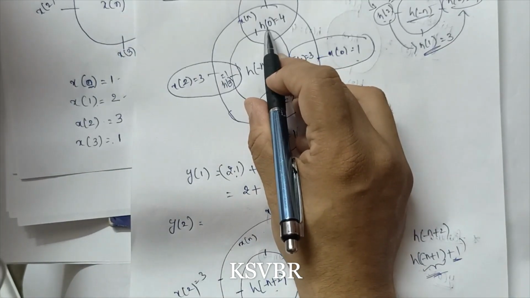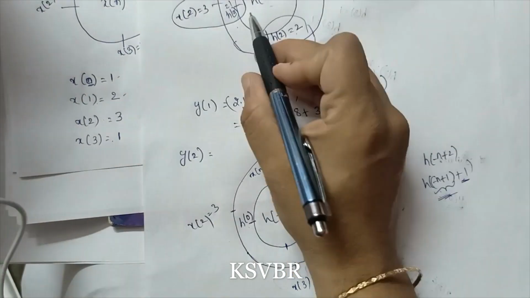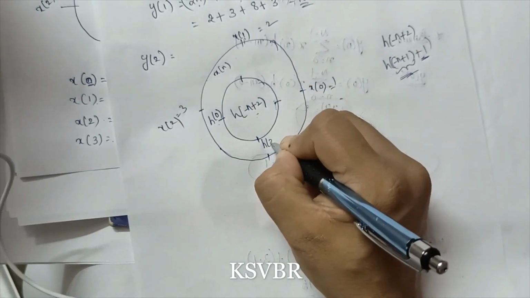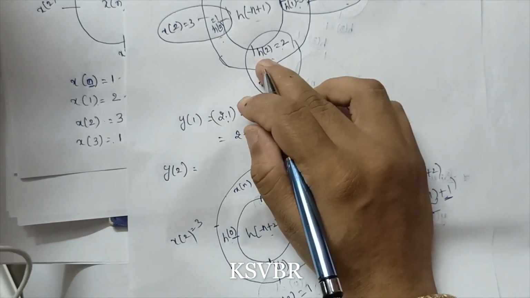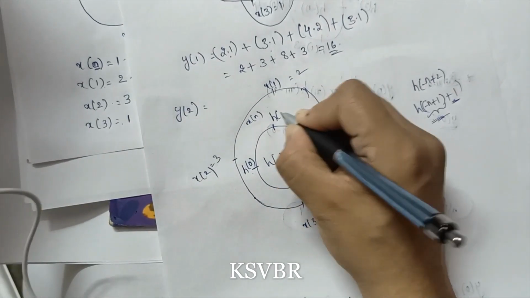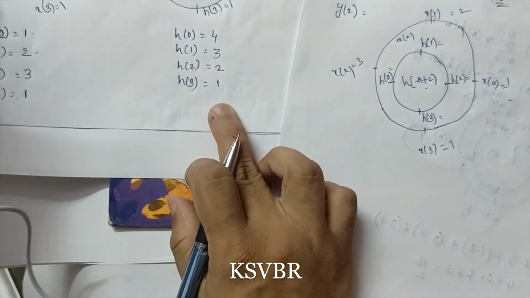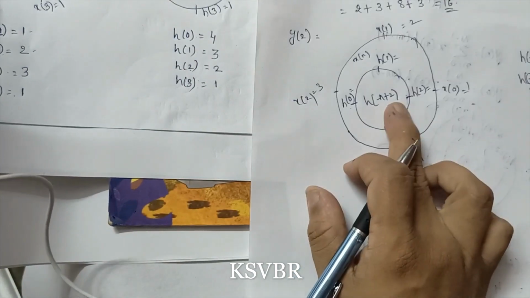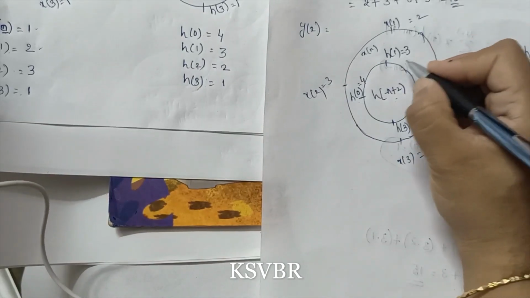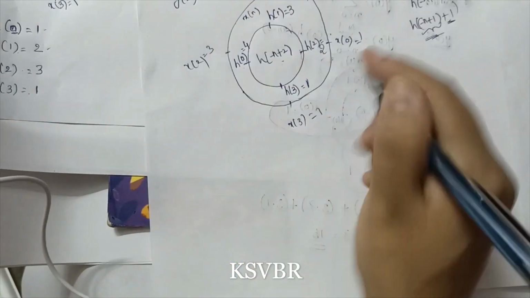So here h of 0 is there. It will come to here. So I will mark this as h of 0. Here h of 3, it will come here. I am marking this as h of 3. Here h of 2 is there. H of 2 will go here. And finally h of 1 will come here. So again, keep it handy. Directly copy paste the points. Okay. H of 0 is equal to 4. H of 1 is equal to 3. H of 2 is equal to 2. H of 3 is equal to 1.